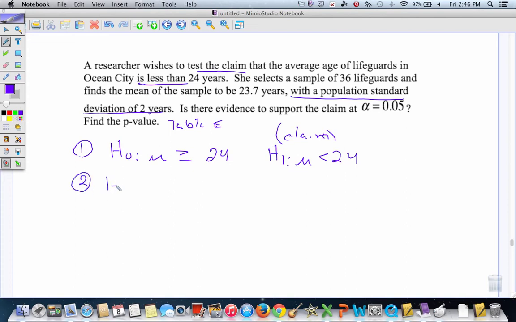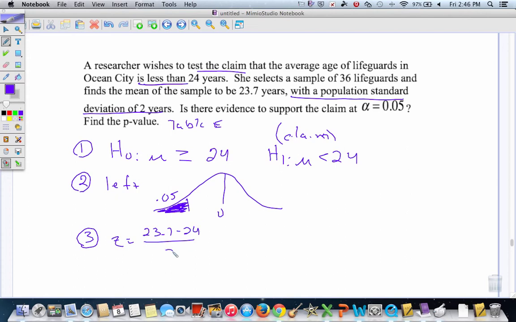Step number 2 gives us a left-tailed test, remembering that our inequality on the alternative hypothesis tells us what type of test we have. If I put that 0 down the middle, I'm shading on the left-hand side. The only other thing we do with the p-value method in step 2 is simply note that that area is 0.05. From there, we simply move on to calculating our test score. Our test score is going to be 23.7 minus 24, over our standard deviation of 2 divided by the square root of our sample size, 36. That gets me a test score of -0.9.